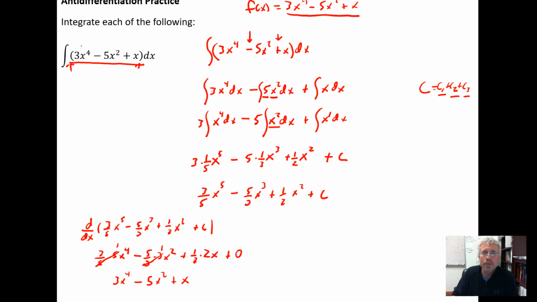And then you look back up here and say, did that indeed generate the original polynomial, which it did? So we're confident that our result here is correct.